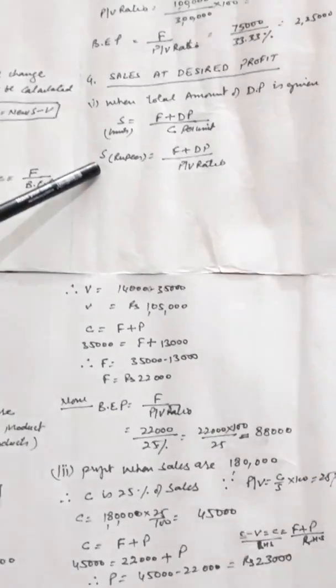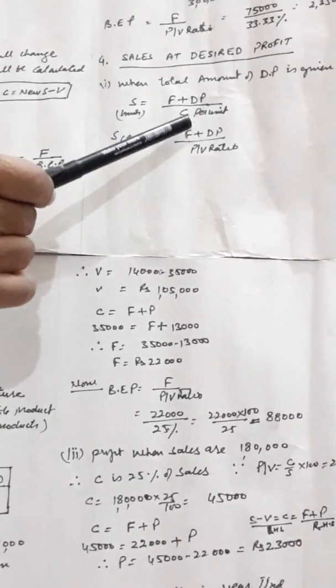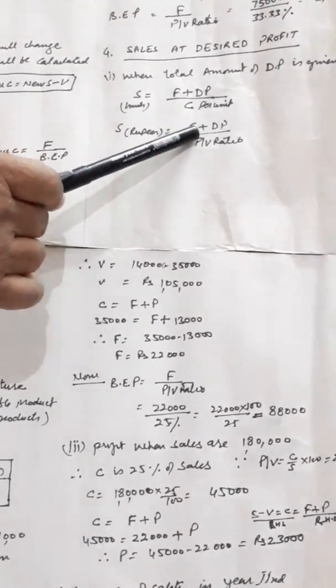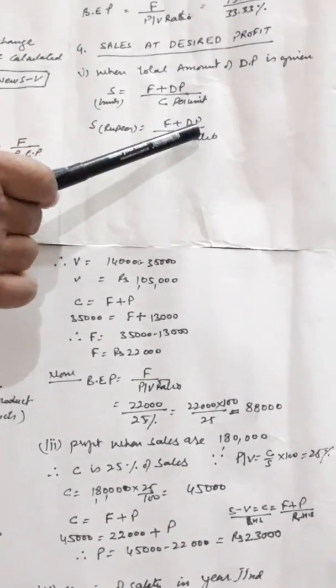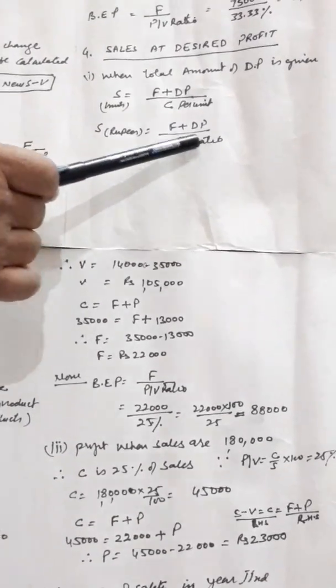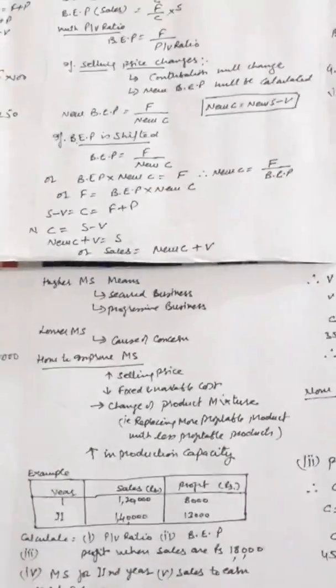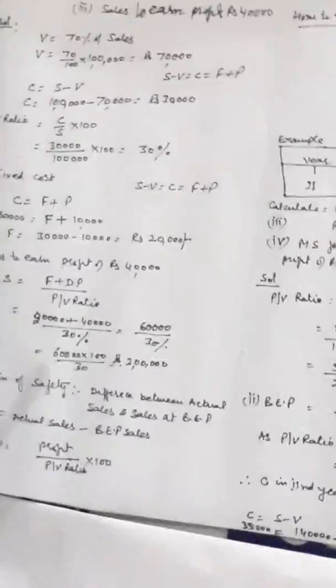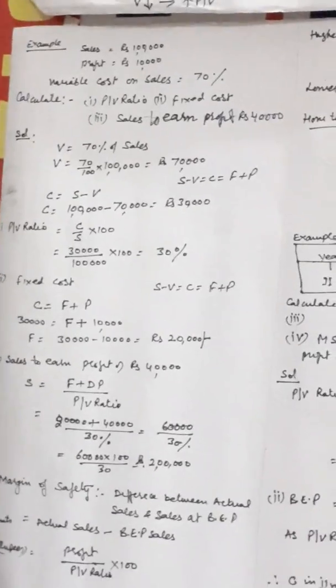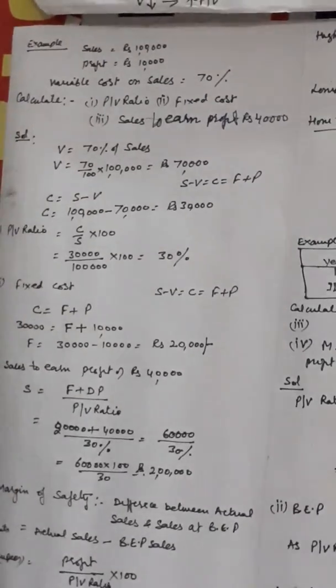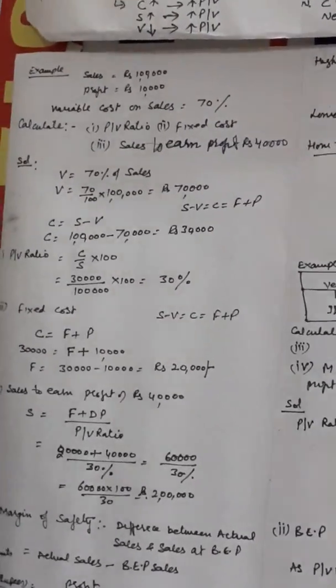If we are to calculate sales in rupees, then the formula will be fixed cost plus desired profit (DP) upon PV ratio. Very important. Fixed cost plus DP upon PV ratio. Let us again understand this fourth term with the help of an example.